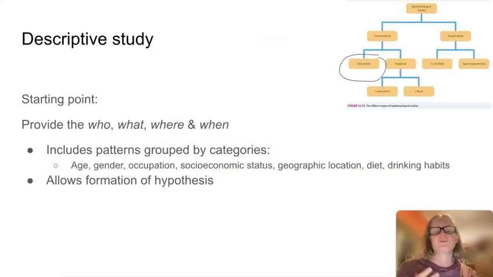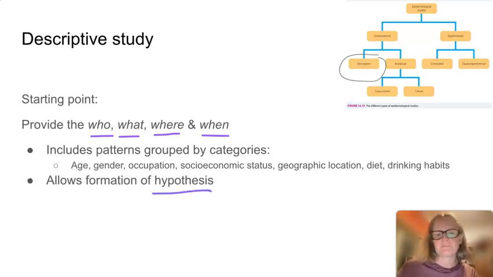So first of all, the most straightforward type of epidemiological study is a descriptive study. So this is observational, and we are looking at who, what, where, and when. So we're describing who gets it, what do they get, where are they living, or what are they doing, and when do they get it. So this will be patterns grouped by categories. So you might notice that older people tend to be the ones who get cancer, and then you have the ability to form a hypothesis that you can then go on and test.